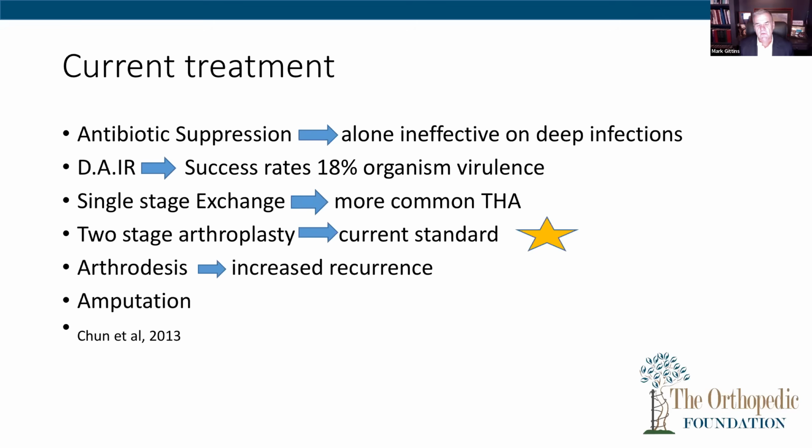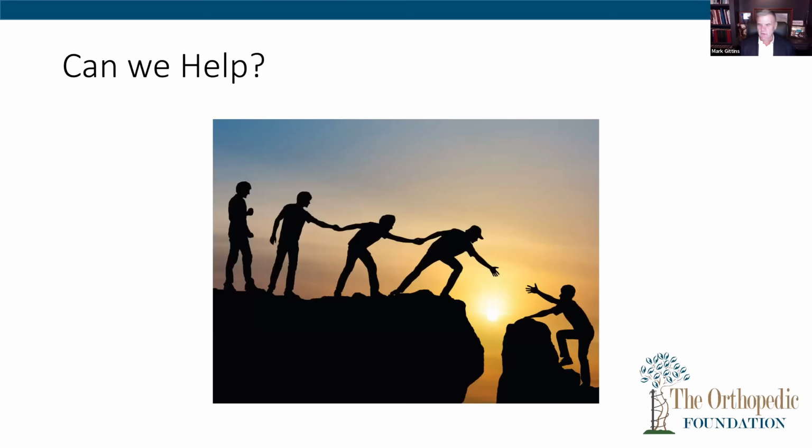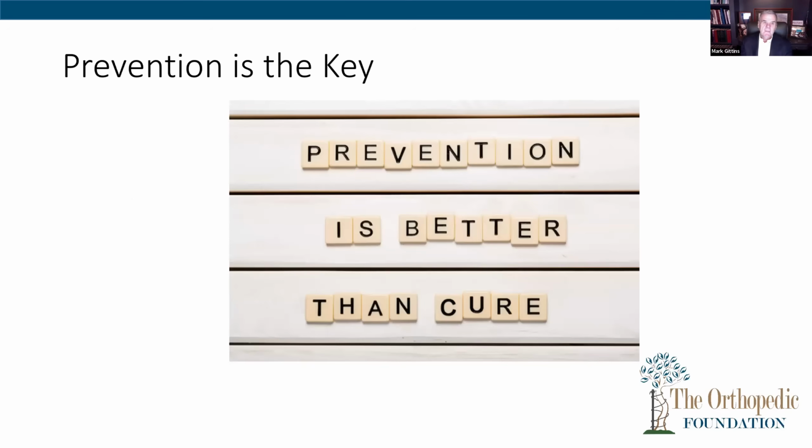Arthrodesis, you fuse the joint, taking out the implant because that's where the bacteria are hiding, but you do get an increased recurrence. And then ablative surgery, amputation, usually is held when we've tried other procedures and have been unsuccessful. That's really the treatment that we have in taking care of these. None of those are really good things. So how can we really help these patients? And I think we need to just kind of think differently on how we've done it to help these patients.